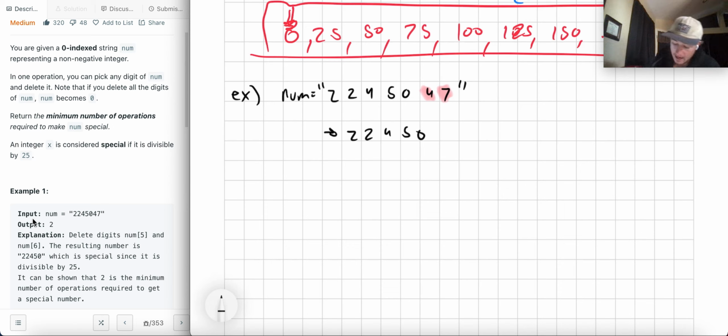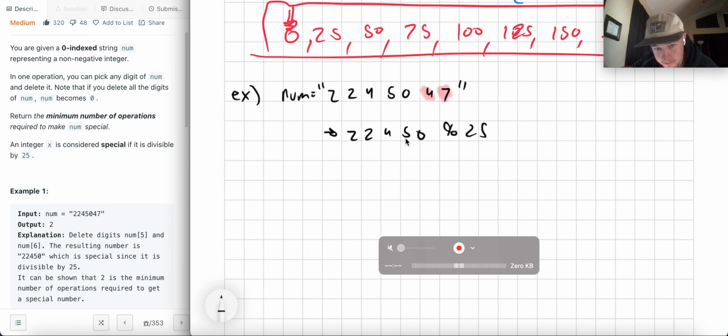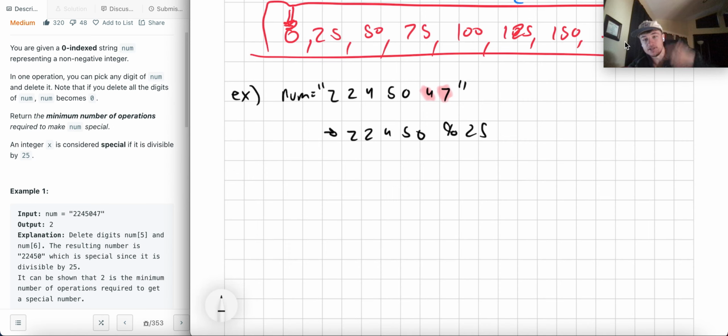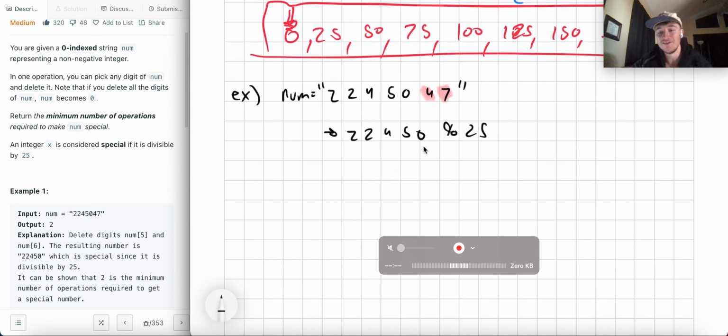22450. And this mod 25, the remainder would be 0, right? Because you see this 50 here. You might say, well, that's a huge number. I'm going to have to go through this thing forever, right? I'm going to have to go 150, 200, 225, 250, 275, 300, 350, all the way up into, what is this, 22,450, to realize that it's divisible by 25.